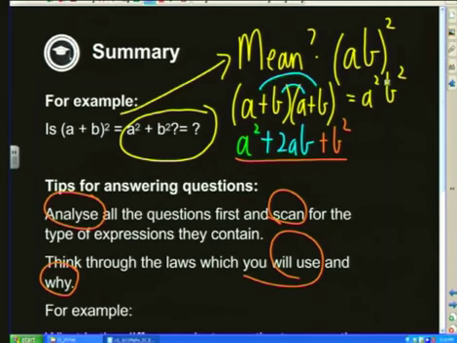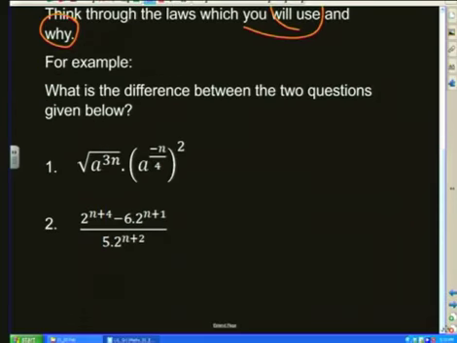So when you're looking at the example that I've just set up, what is the difference between the two questions given below? Have a careful look at what the difference is between the square root of a to the power of 3n times a power, all squared, versus this question: 2 to the n plus 4 minus 6 times 2 to the n plus 1, divided by 5 times 2 to the n plus 2.